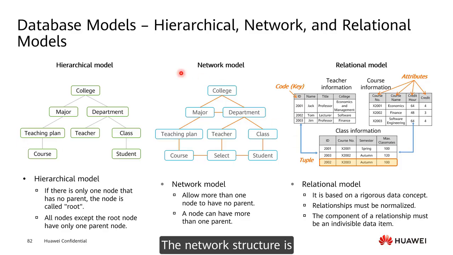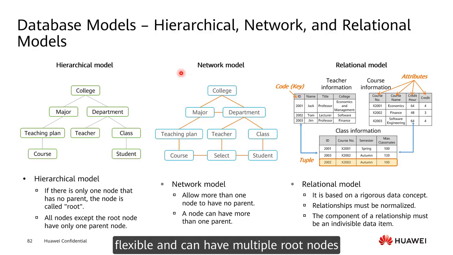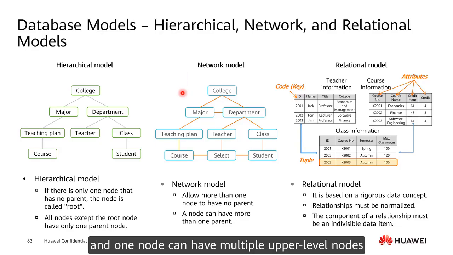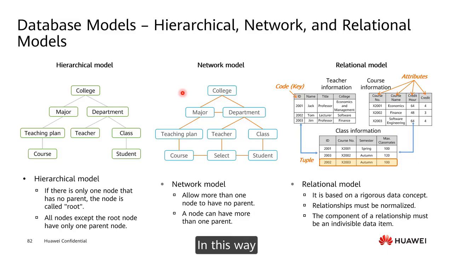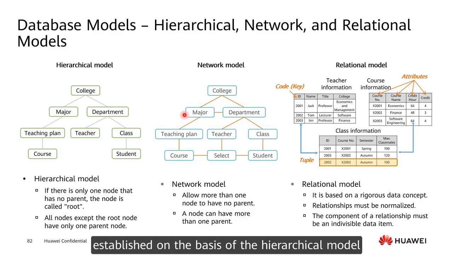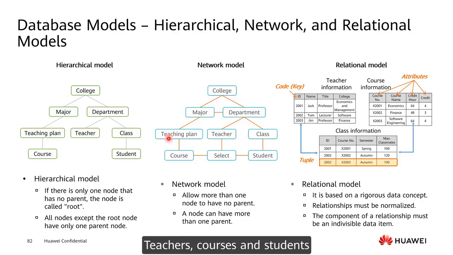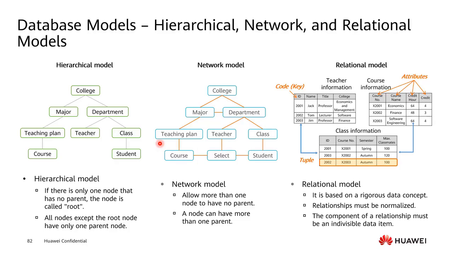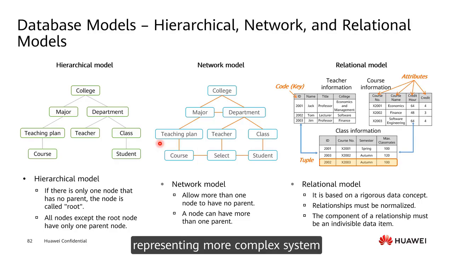The network structure is flexible and can have multiple root nodes, and one node can have multiple upper-level nodes. In this way, majors and departments can be established on the basis of the hierarchical model. Teachers, courses, and students can build relationships through course selection, representing more complex systems, but it is not easy to maintain and query.